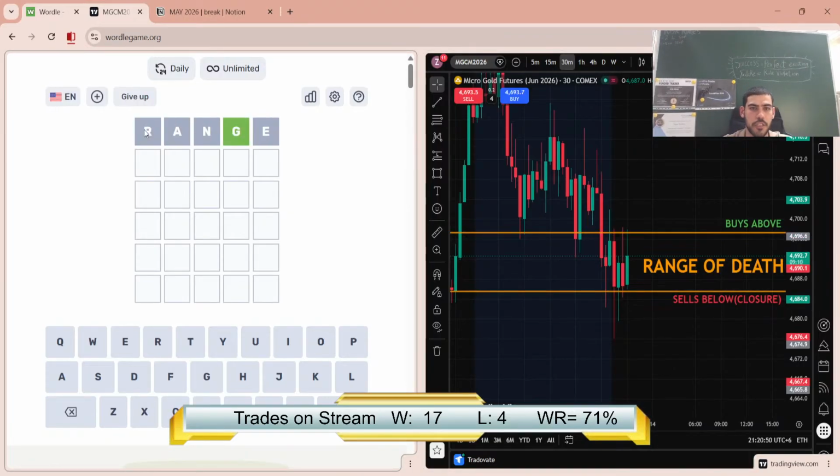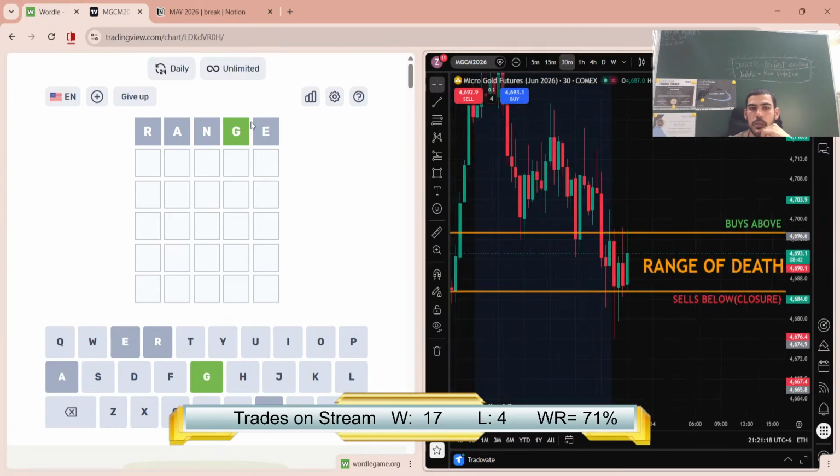Let's check the word. Okay, G is correct in this place. Let's check Google, maybe. No. So we have a fourth, so we have G in this place. What could be a word with G as the fourth letter? What could be this word? Not Google. G, not E.